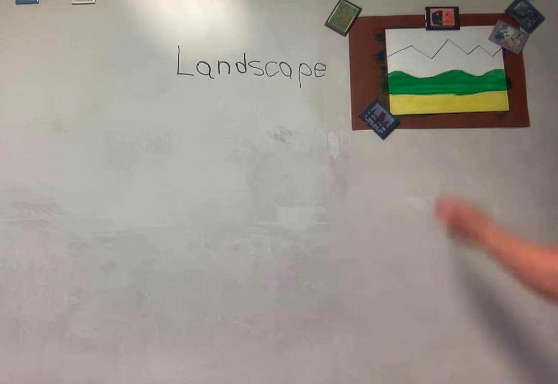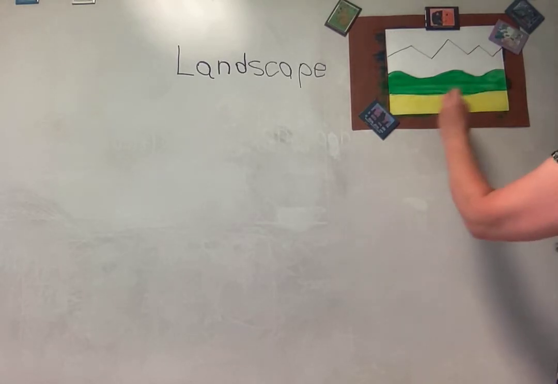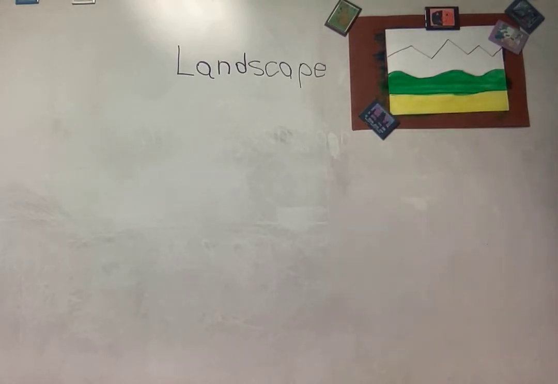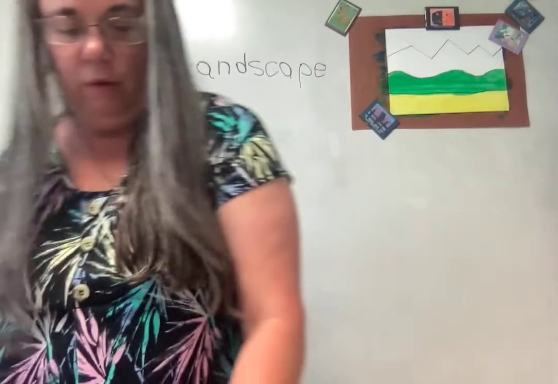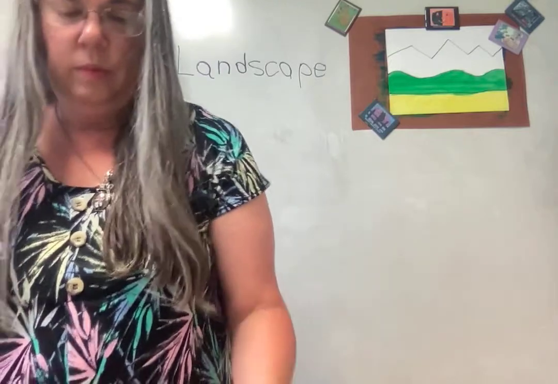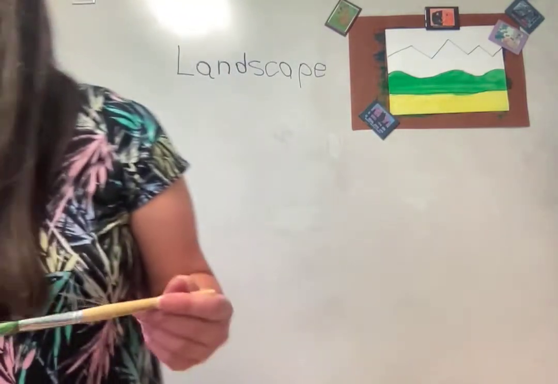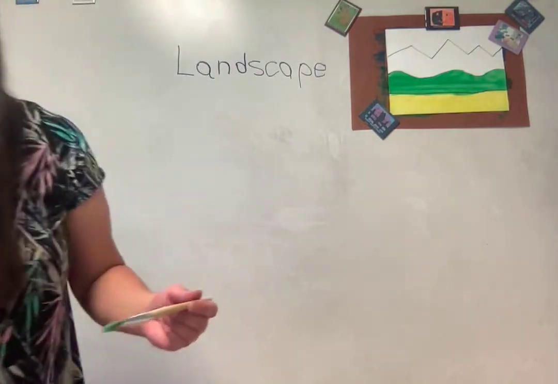All right, there's my green area. It's okay that it went below the line just a little bit because some of the hills might come down a little bit more than other parts. And now I'm going to wash the green off and dry my brush. We're going to paint the mountains with purple.